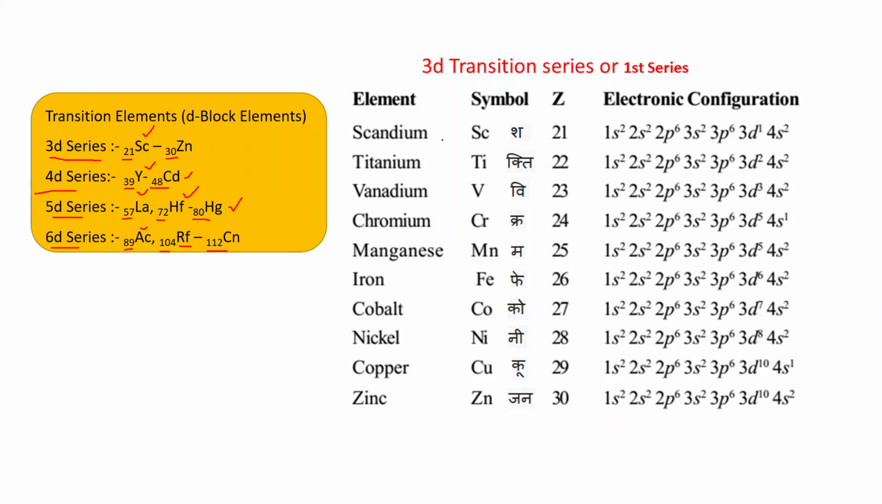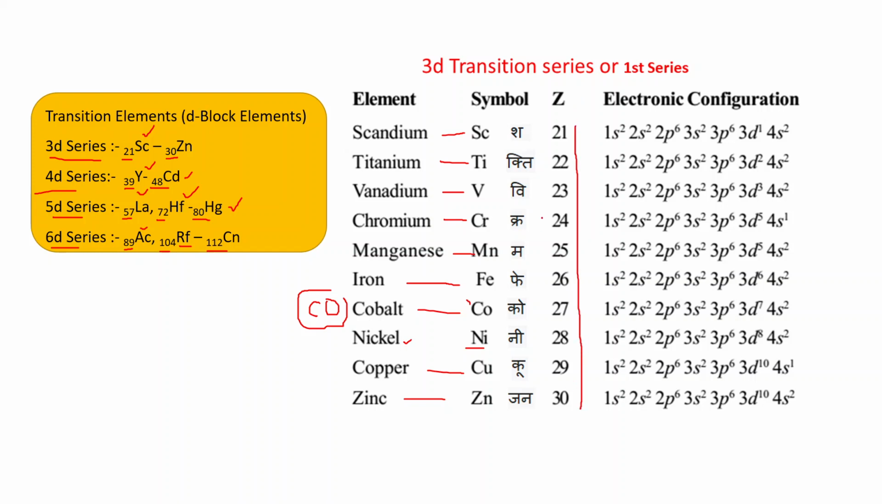And again we use the mnemonics. Scandium Sc, titanium Ti, vanadium V, chromium Cr, manganese Mn, iron Fe, cobalt Co. Again Co, C is capital and O is small. Don't write both capital, otherwise it will be carbon monoxide. Nickel Ni, copper Cu, zinc Zn. And if you see the atomic number, this increases from 21 to 30.